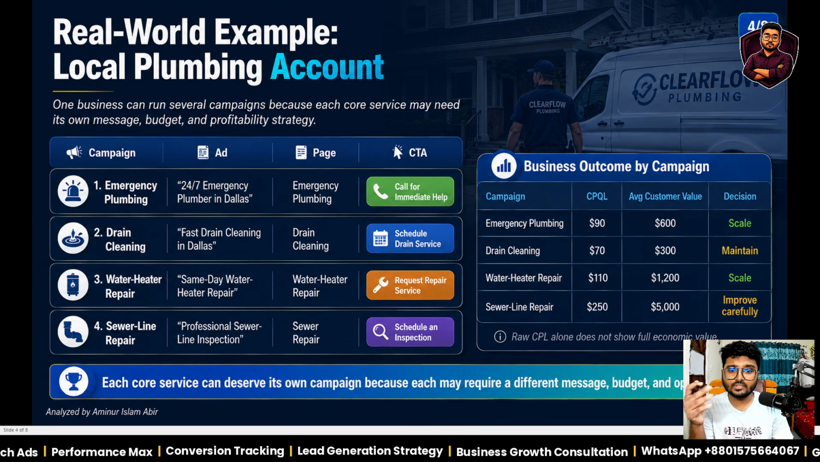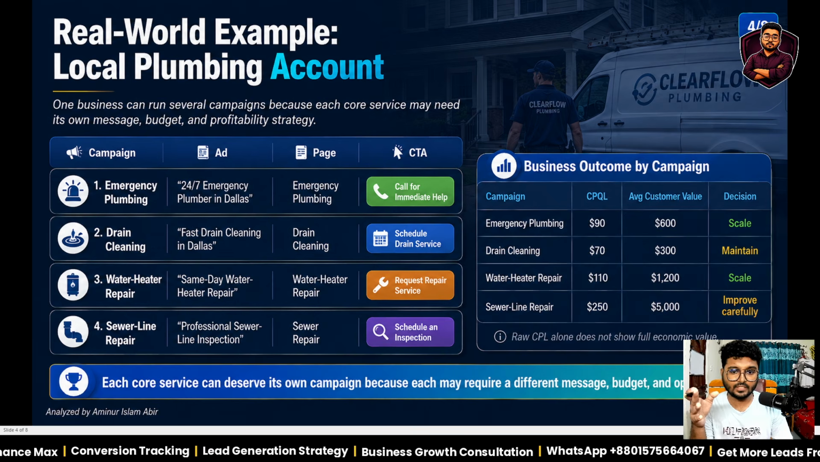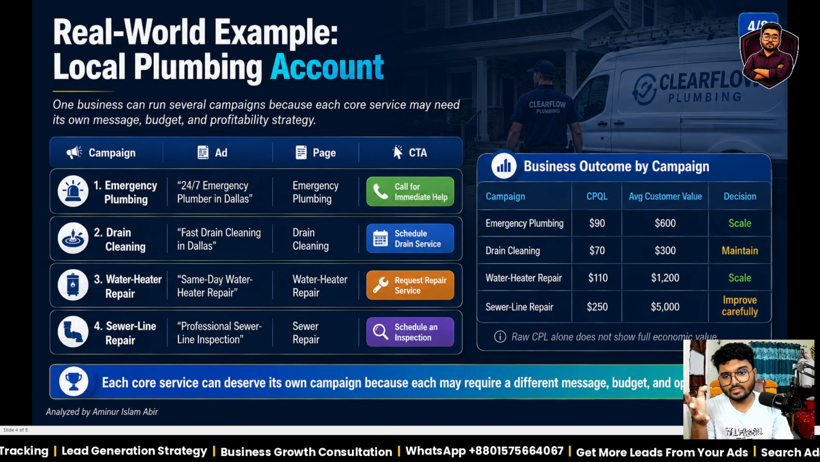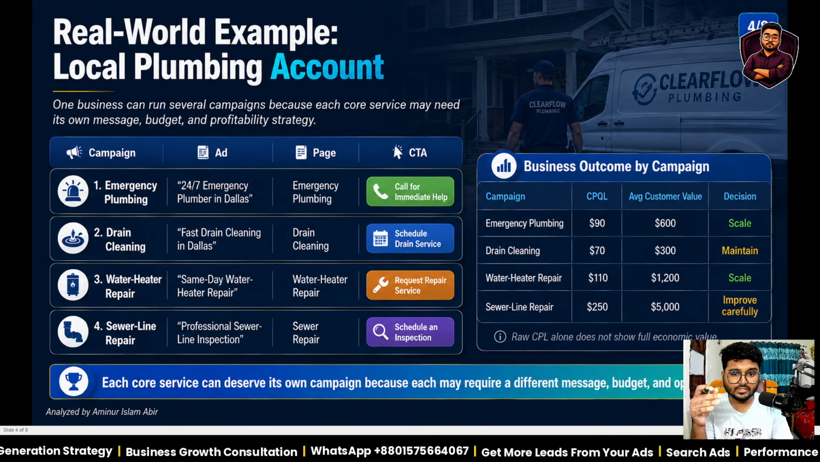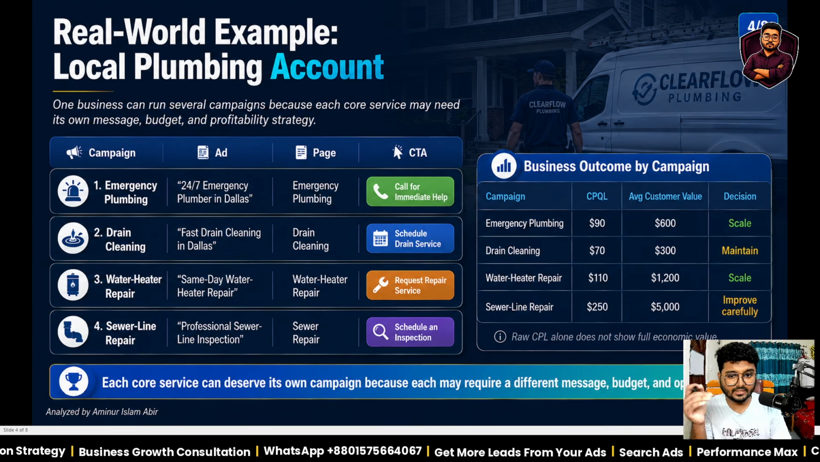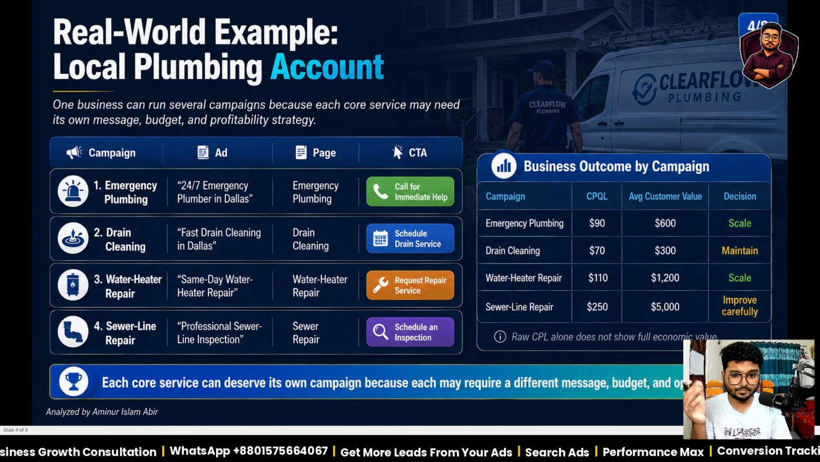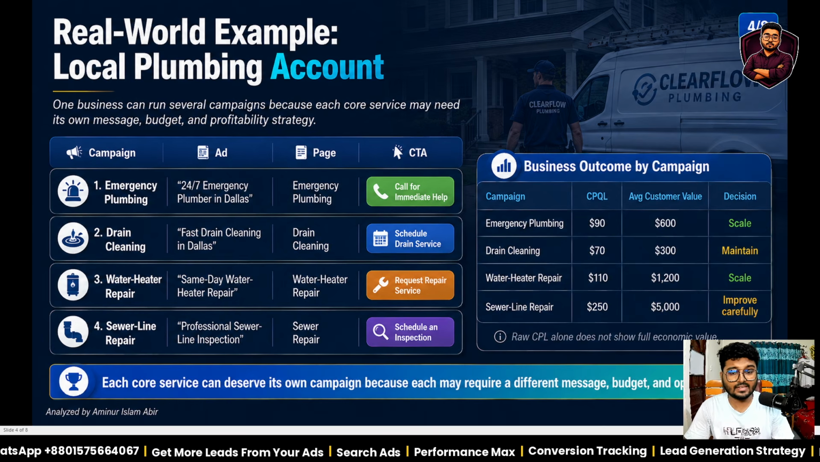Campaign 3, water heater repair. Intent, no hot water, a leaking heater, or system failure. Ad: same day water heater repair. Page: water heater repair. Call to action: request repair service. Campaign 4, sewer line repair. Intent, a serious sewer issue. Ad: professional sewer line inspection. Page: sewer line repair. Call to action: schedule an inspection. This structure allows each campaign to control its budget, keywords, search terms, advertisement, landing page, target CTA, and scaling decision.